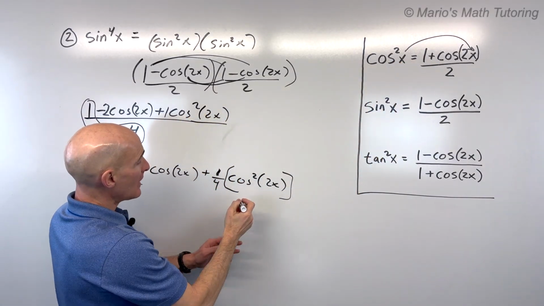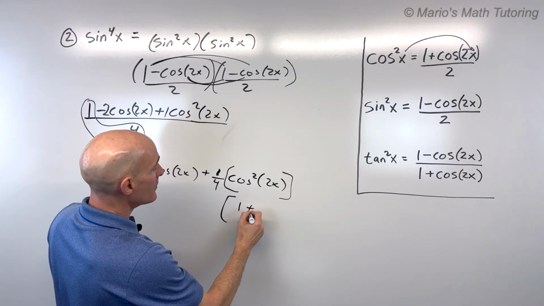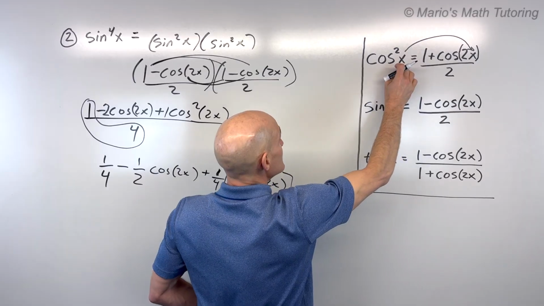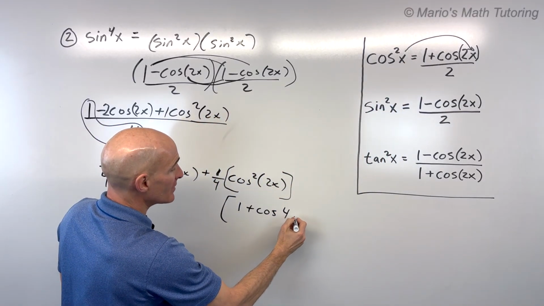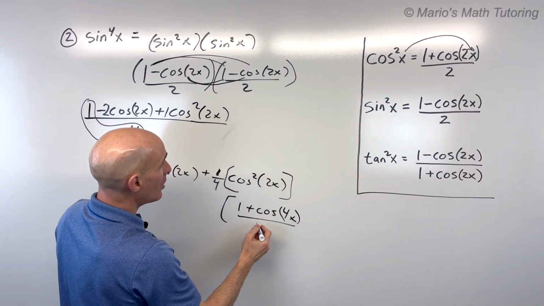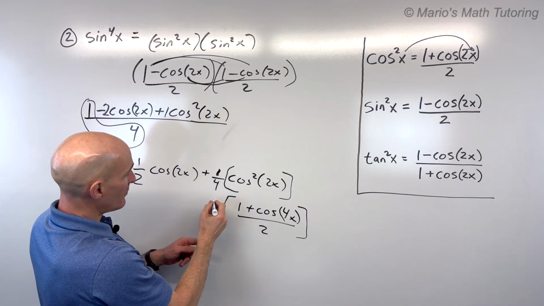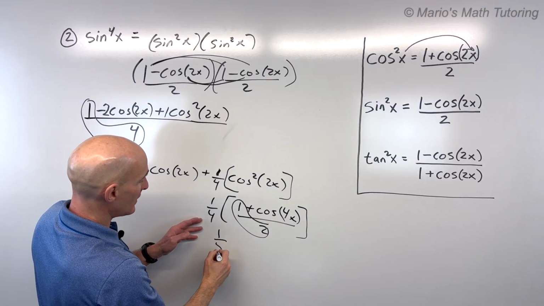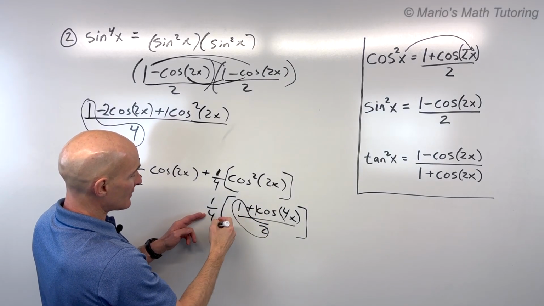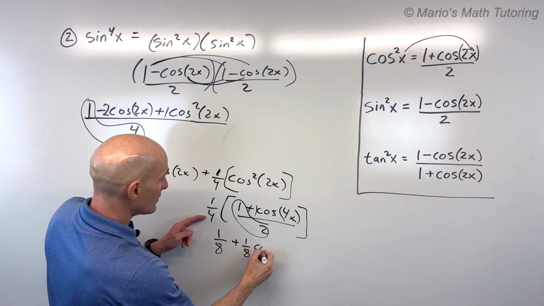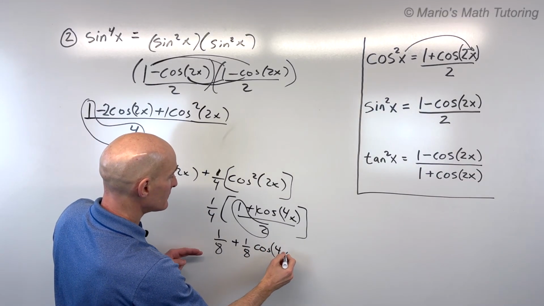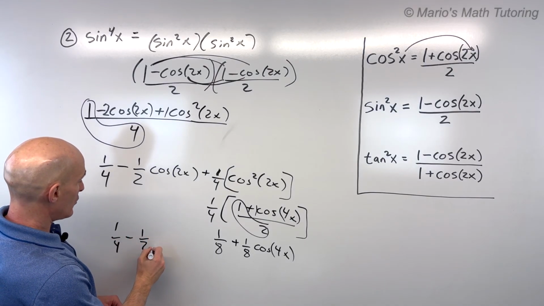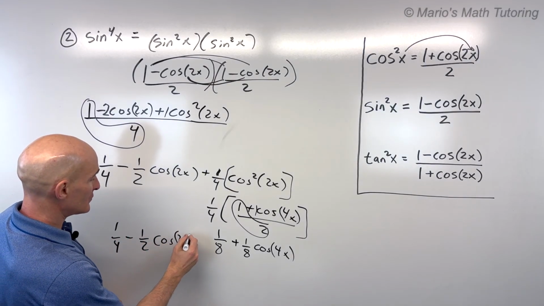But working with this cosine squared of 2x, we're back to this power reducing formula for cosine squared. And we know that cosine squared is going to be 1 plus cosine of 2 times this angle. So 2 times 2x is going to give us 4x, all divided by 2. Okay, and that's multiplied by 1/4. So if we distribute 1/4 times 1/2, that's going to give us 1/8. This is also like 1/2 times 1/4, which is 1/8 cosine 4x. And then bringing this down, we've got 1/4 minus 1/2 cosine of 2x.